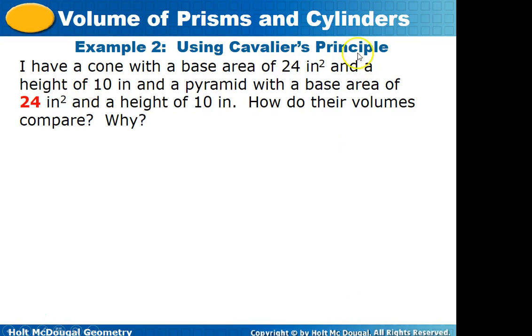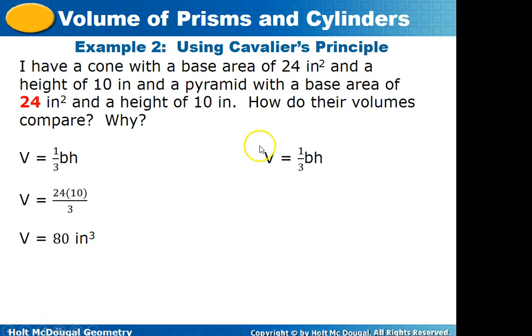This time we're going to use Cavalieri's Principle to determine again how do the volumes compare here. So we have a cone with a base area of 24 inches squared, which means that circle has an area of 24 inches squared and a height of 10 inches. And then we have a pyramid with a base area of 24 inches squared and a height of 10 inches. So our formulas here are both 1/3 base times height. Just so happens that we are given the base here, so we're just going to multiply the 24 times the 10 and divide it by 3. That's 80 inches cubed. Well, when we look at the volume over here, it's essentially the same because our numbers are the same. So that means it's going to be 80 inches cubed as well.